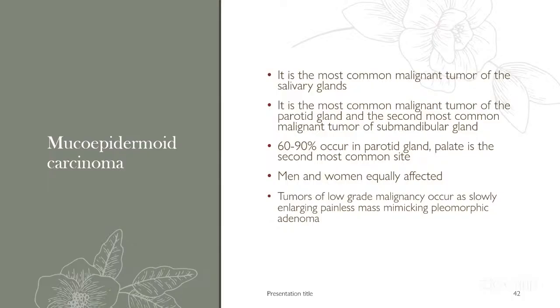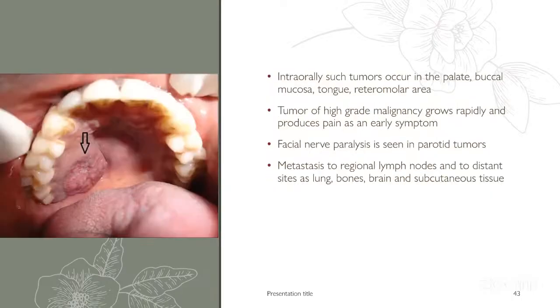So 60 to 90% occur in the parotid gland. Here you have tumors of low grade, intermediate grade, and high grade malignancy. Intraorally, they occur in the palate, buccal mucosa, tongue, and retromolar area. Tumors of high-grade malignancy show rapid growth and produce pain, facial nerve palsy, and metastasis.